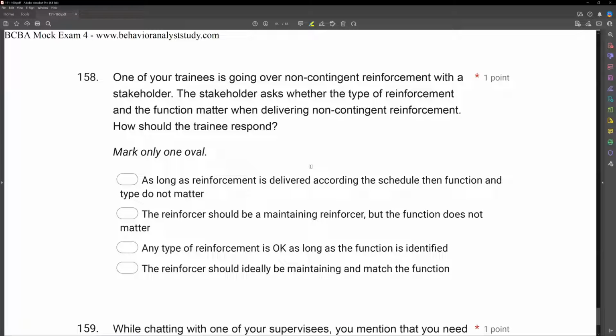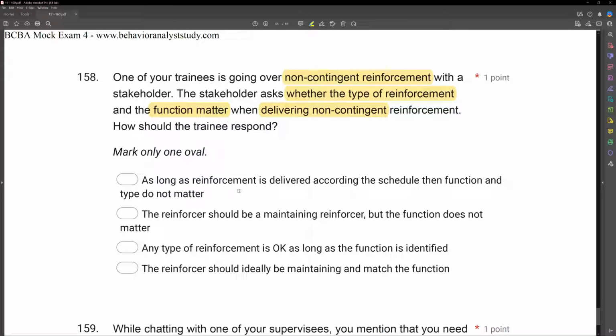And if you evaluate a trainee who is giving parent training advice or giving advice, you need to be comfortable identifying what's wrong potentially with what they're saying. In this case, they're talking about non-contingent reinforcement. The stakeholder wants to know whether reinforcement and the function matter when delivering NCR. How should the trainer respond? So you need to ask yourself, does the type of reinforcement matter and does the function matter for non-contingent reinforcement? If we're delivering this reinforcement non-contingently on a schedule, does the function matter and does the type even matter?